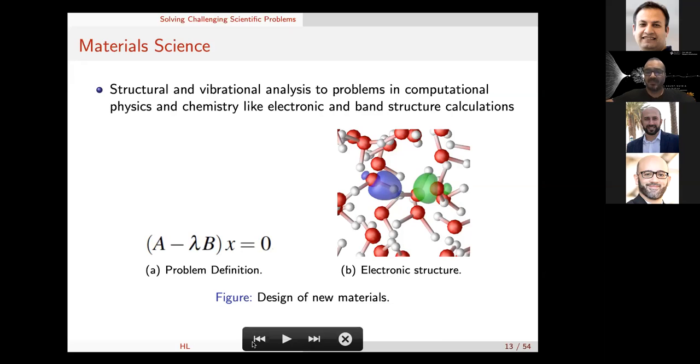And there are some of them here that I'm going to list. So basically, in material science, we have a huge group of faculty members at KAUST working on designing new materials that require studying the electronic structure of various molecules.